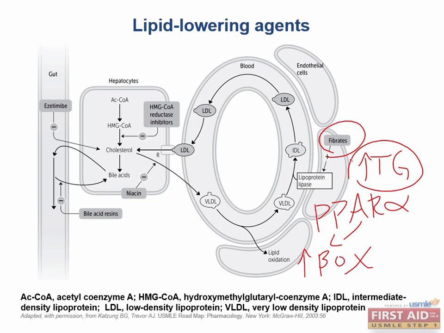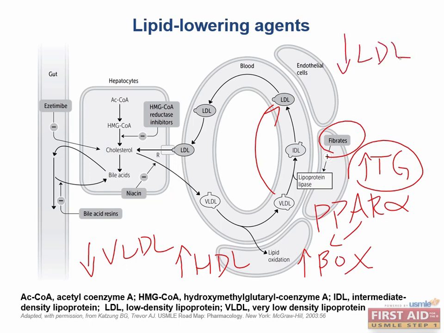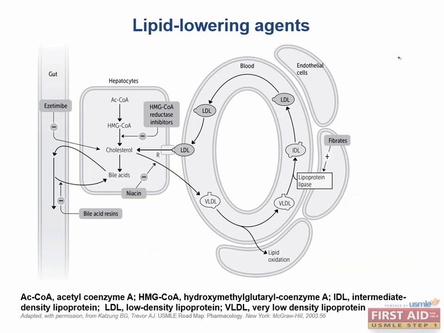PPAR alpha also induces genes responsible for the production of more HDL. It also reduces the synthesis of VLDL. Again, VLDL is a precursor of LDL. So we also decrease levels of LDL. Okay, we need to know the side effects. Again, fibrates inhibit the reuptake of statins, leading to an increased risk for myopathy. Now what about the cholesterol gallstones?